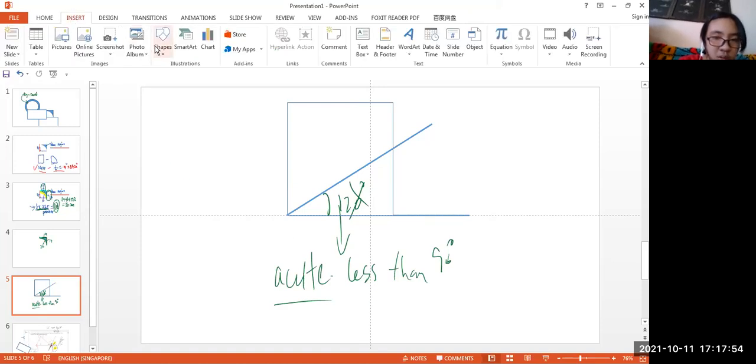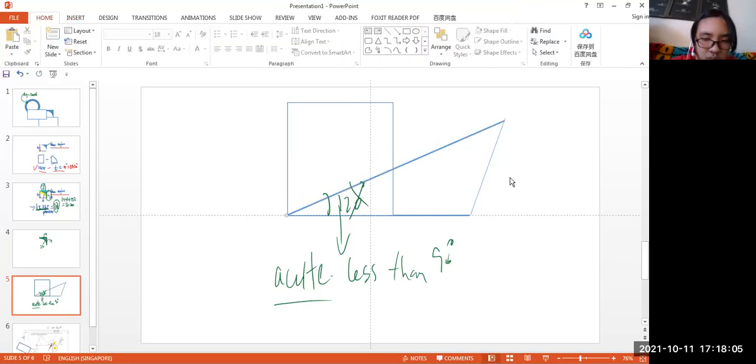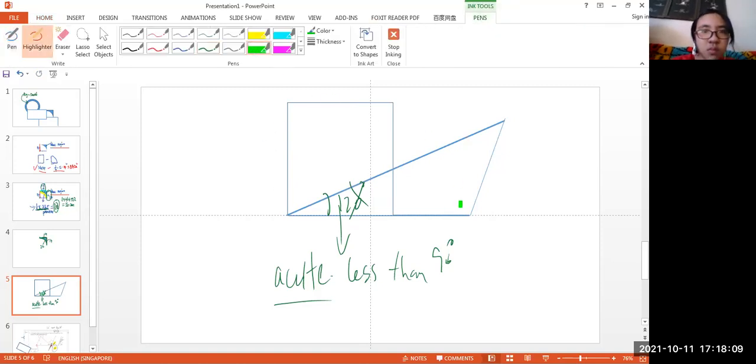Then what about this? Is that 12? What about this angle? The green one.